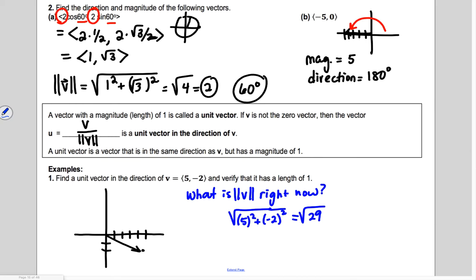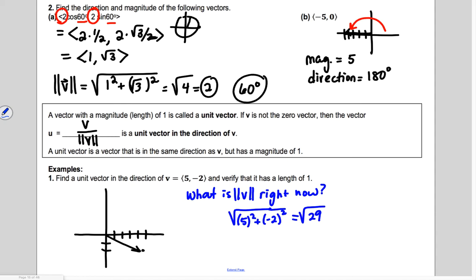Is that a length of 1? What two whole numbers is the square root of 29 between? You guys can't estimate this in your head. It's bigger than 4. Yes, thank you, Nick. So it's bigger than 5 and smaller than 6, right? It's between 25 and 36. So right now it's like 5.5, not really, but somewhere around there. We want to scale it down so it's only a length of 1.